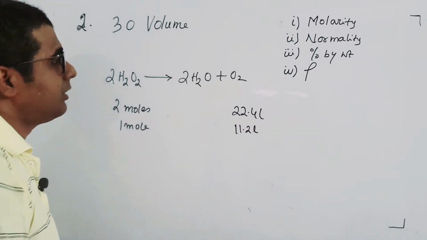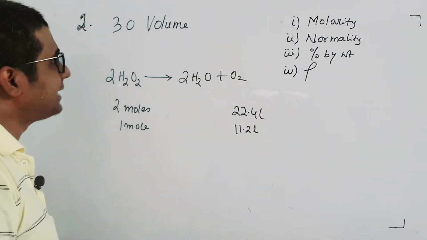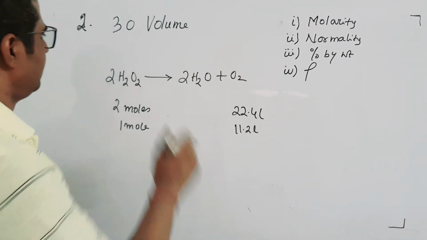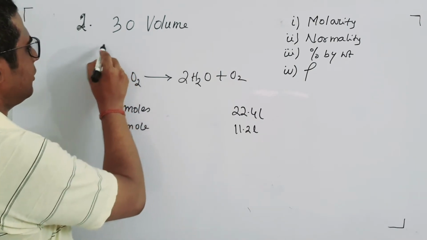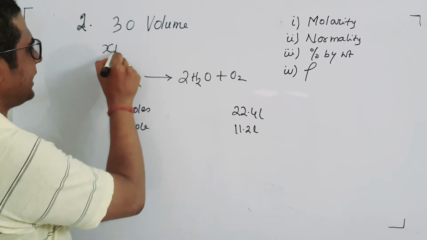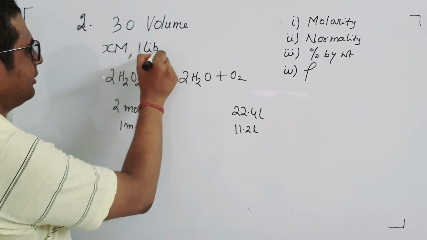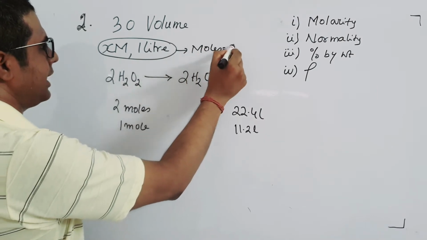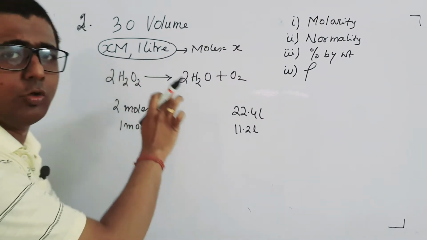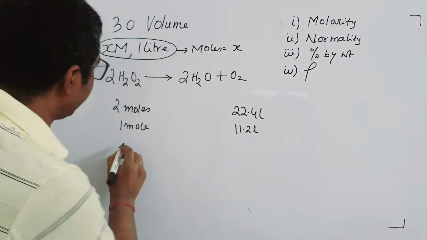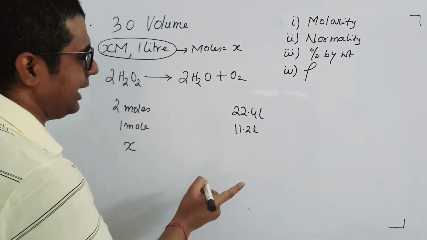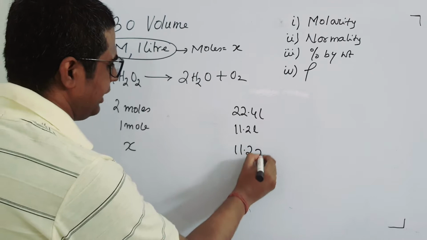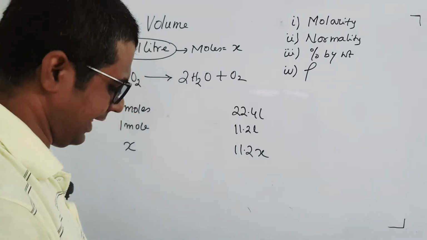Clear guys. Now what is the exact case over here? Do I know what is the molarity of the solution? I don't know. So I'll just assume it is x molar and 1 liter. If I assume this, I get the number of moles. What is the number of moles from here? x, right? Molarity into volume, x. Clear? After it is clear, I can put it over here. So x will give how many liters? x will give over here 11.2 into x liters.